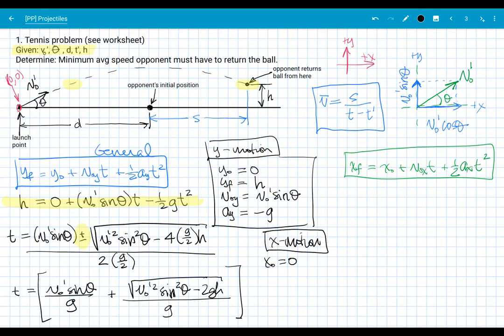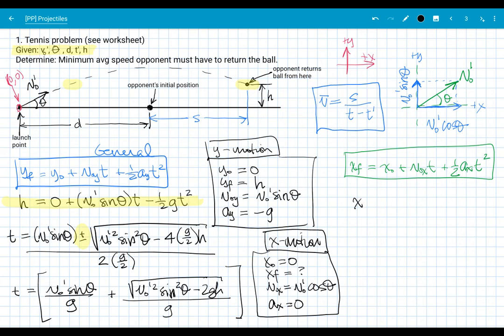X naught is equal to 0 because of where we put the origin. X final we don't know, we're trying to find that right now. V naught x is equal to V naught prime cosine theta, and a sub x is equal to 0. This is a projectile problem. There's no acceleration in the horizontal, so it tends to be simpler.